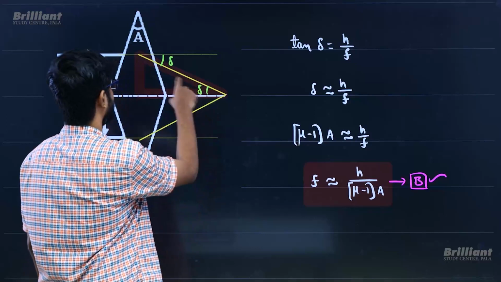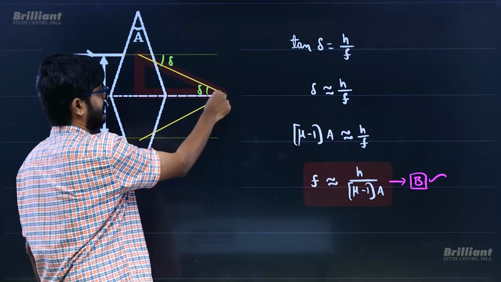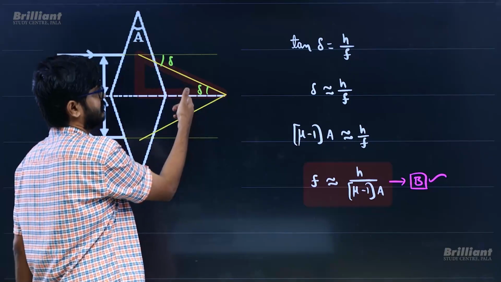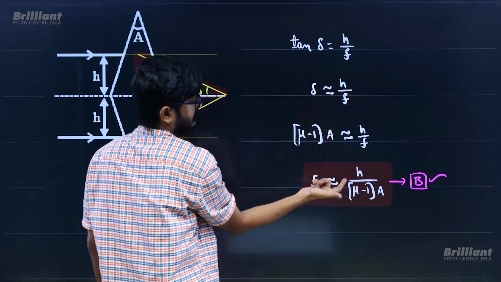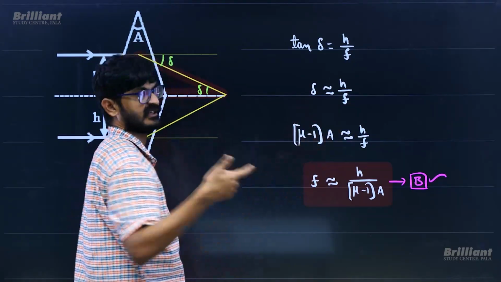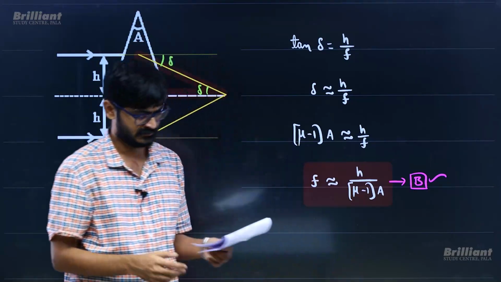Now tan delta, what is tan delta? Tan delta is h by this distance, and this distance is called the focal length. When you send parallel rays, they meet somewhere, and we call that the focal length, right? So tan delta is h by f. Delta is a small value, so I can say delta is almost equal to h by f. Delta is (mu minus 1) into A for small angled prisms. From here we will get the focal length, right?